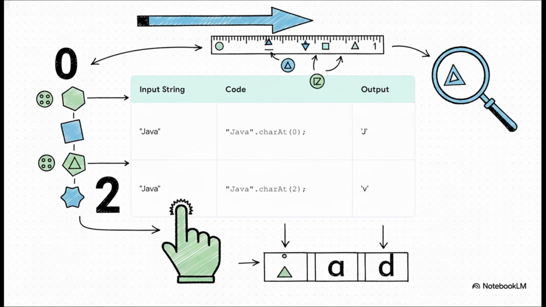What if you want to grab just one specific character? That's where .charAt comes in. And here is a golden rule you will see everywhere in programming. We start counting from 0. So the first character is at index 0. The second is at index 1, and so on. Get used to it now.